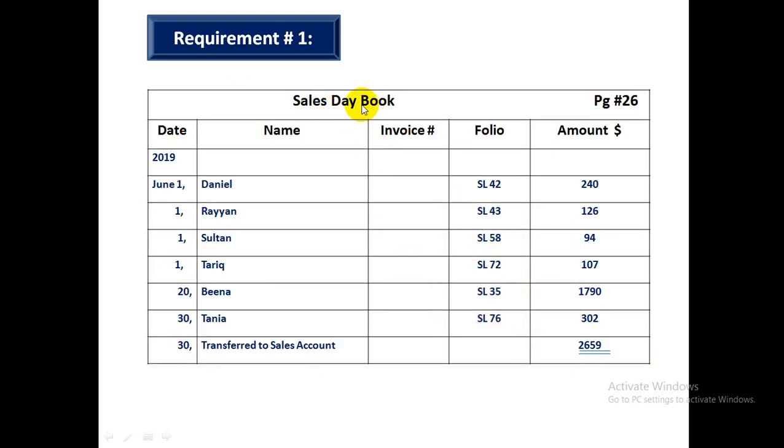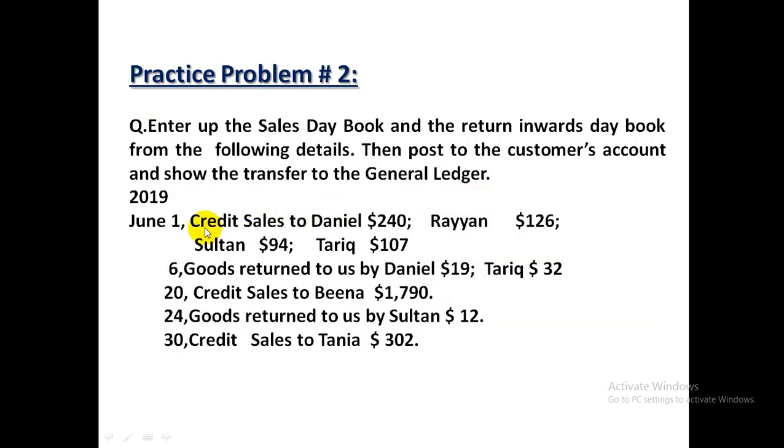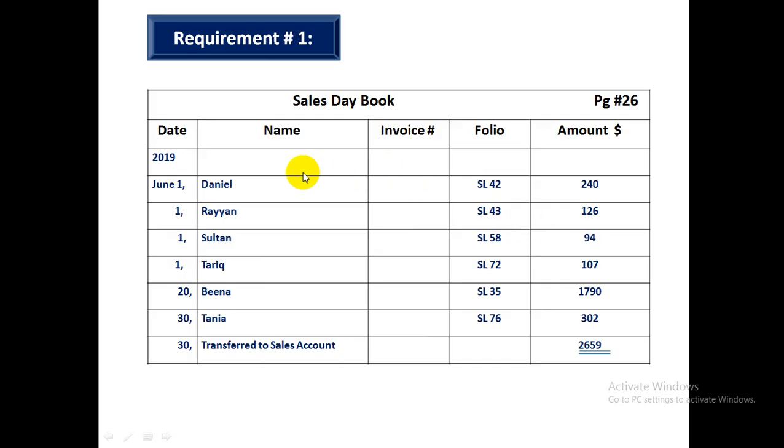We are entering the names, the dates and the amounts from the question. We are looking at the question and we are entering the names, the dates and the amounts only of those transactions in which goods are sold. The transactions in which the goods are returned will be ignored because they will be recorded in sales return daybook.